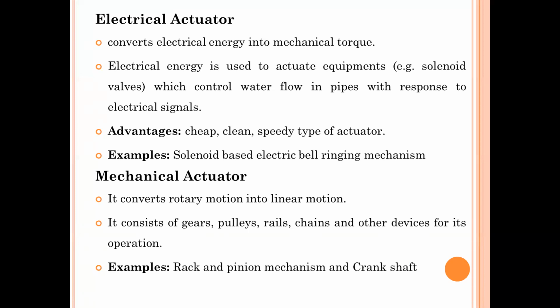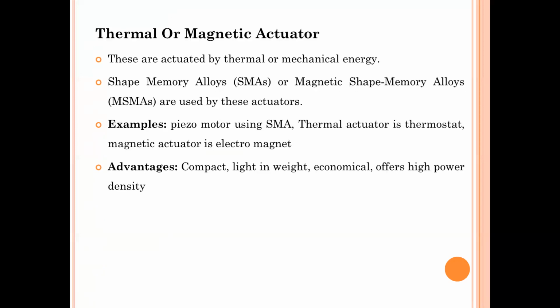Then the fourth type of actuator is the mechanical actuator. This actuator will convert a rotary motion into a linear motion. Here the mechanical actuator consists of gears, pulleys, chains and other devices which help in the operation, that is, the conversion of a rotary motion into a linear motion. Examples of a mechanical actuator are the rack and pinion mechanism and the crankshaft.